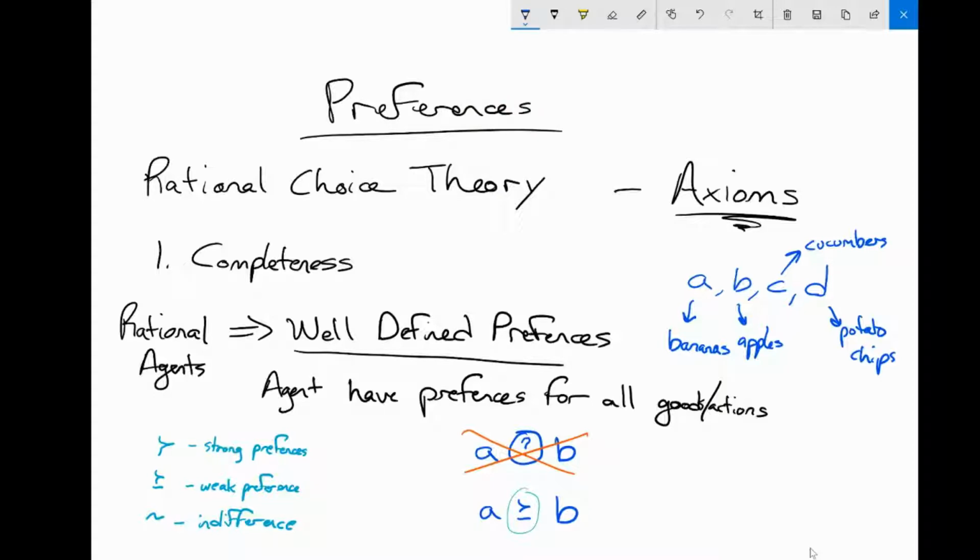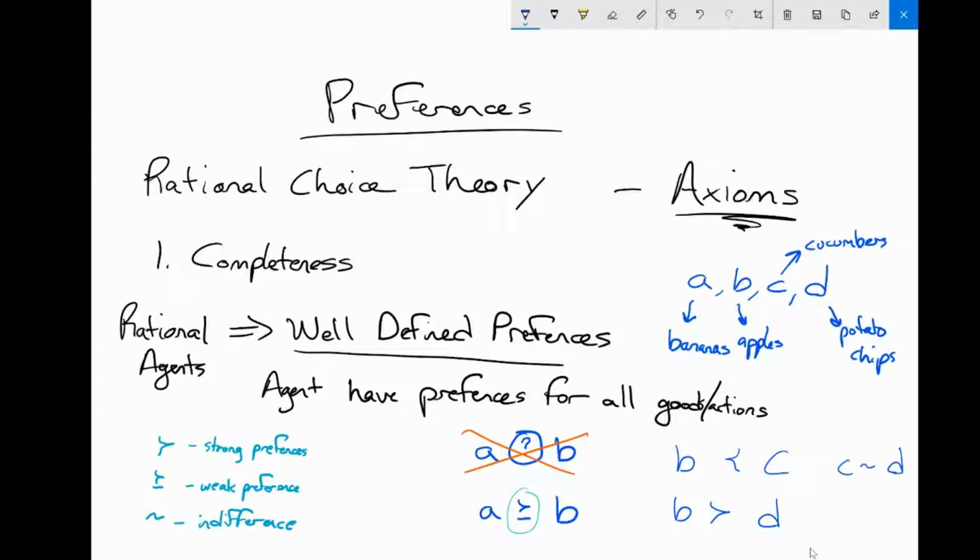So if I put B and C in front of a rational agent, the agent would be able to tell me, oh, you know what? I prefer C to B. And if I put B and D in front of somebody, do I prefer apples or potato chips? Well, I strongly prefer apples to potato chips. I have a defined preference. Maybe if you put C and D in front of me, maybe I'm indifferent. But it's at least well defined.